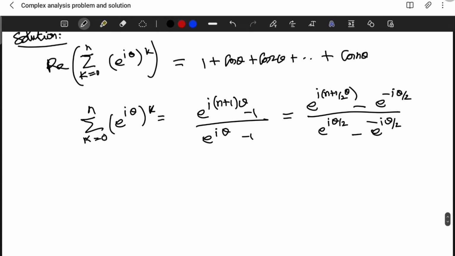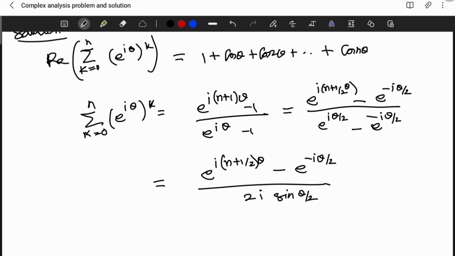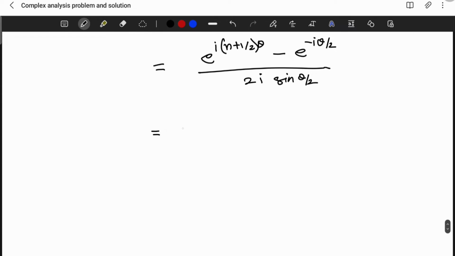Now it is kind of clear what we are heading towards. The denominator is very clear. The numerator has sine of (n plus 1) by 2 theta, and e power minus i theta by 2. The denominator is 2i sine theta by 2, and this 2 and i will come out on that side, and there is a minus sign, and if you multiply with the minus sign, you will get this.